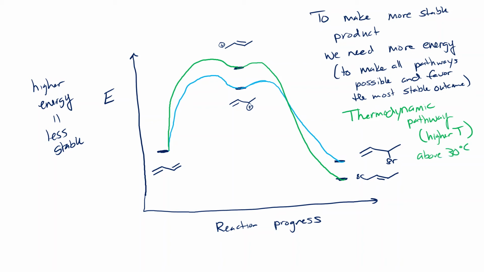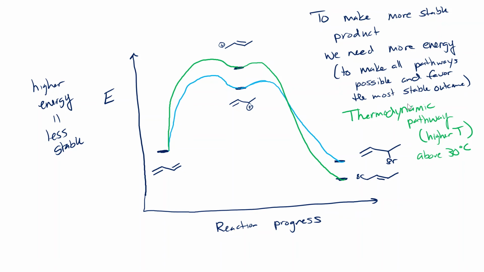Room temperature is about 25 degrees Celsius. So if we add heat to something, usually that means we're going to start favoring the thermodynamic pathway. Now that changes for a variety of reactions. Sometimes the thermodynamic pathway is the one that's dominant at room temperature. Sometimes the thermodynamic pathway is dominant even at 0 degrees Celsius. It just depends on what your energy levels are for your intermediates.